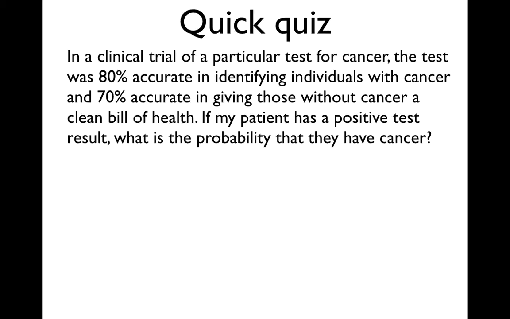And then the other one, it's 70% accurate at giving those without cancer a clean bill of health. So again, you have people that you know don't have cancer, and 70% of the time it says no, you don't have cancer. But 30% of the time it gives them a false positive saying, yes, you do have cancer. So you've got something where 20% of the time there's a false negative and 30% of the time a false positive. So if someone has a positive test, then it's 80% true. What does everybody else think?